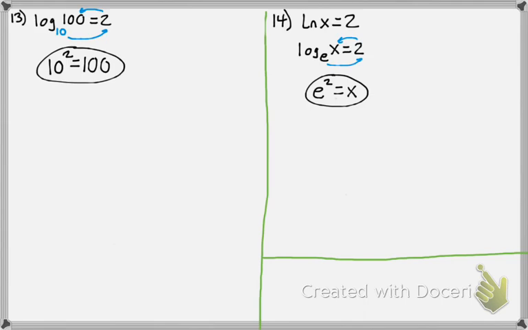Again, the 10 squared is equal to 100. That is a true statement. e squared is equal to x. There's not really any way to check to see if that's true, but that will be our answer.